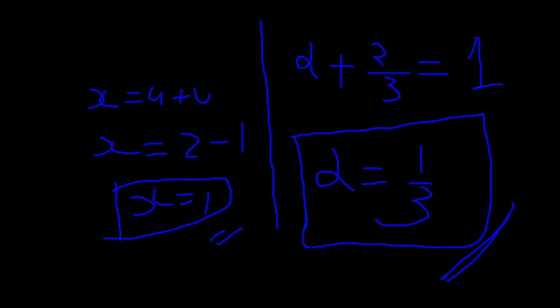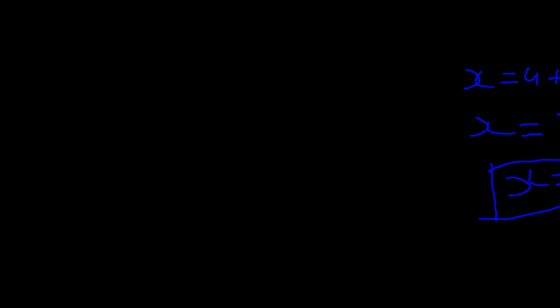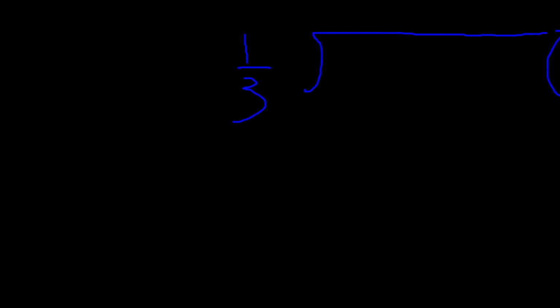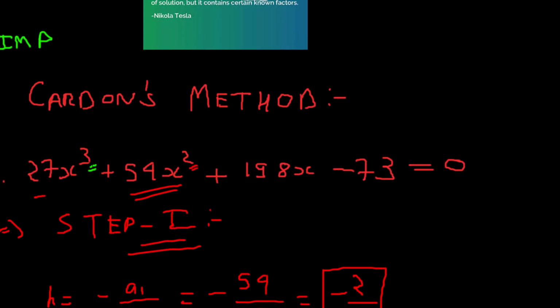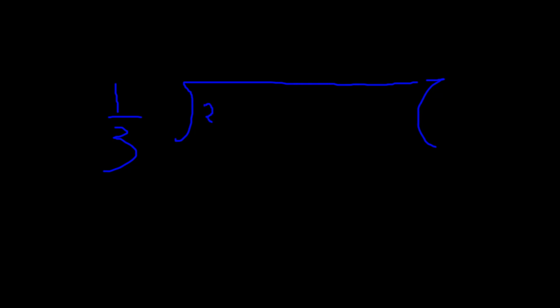We got the root, and what we have to do now is just divide. Just simple division will be required. Root alpha equals 1 by 3. We are going to divide with that main equation. The main equation is 27, 54, 198, and 73. See, I remember this.